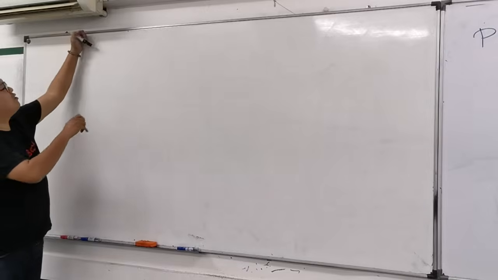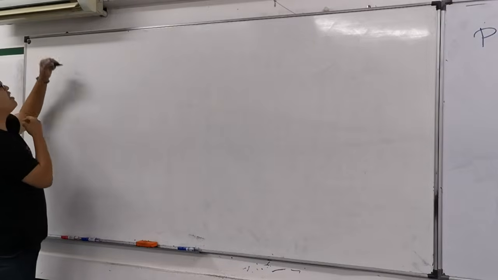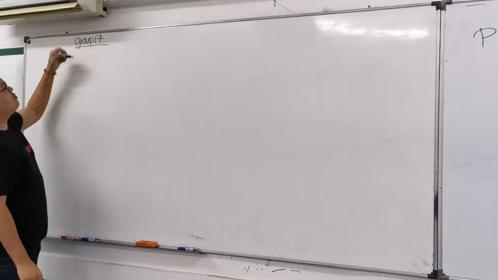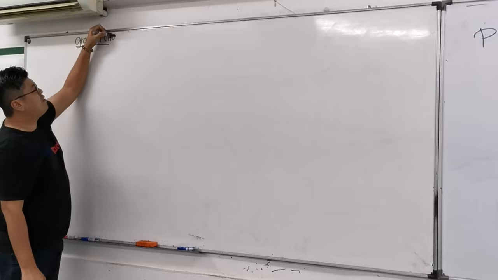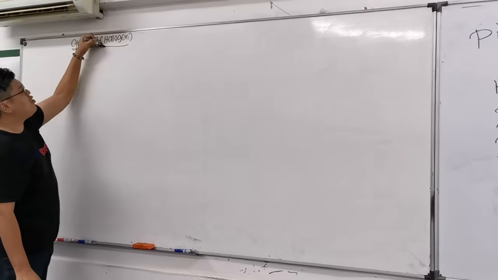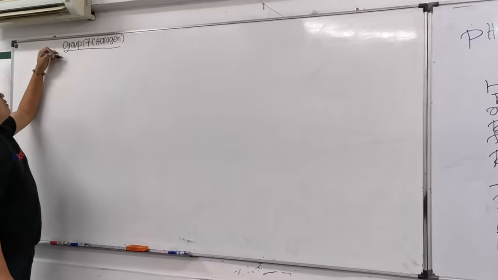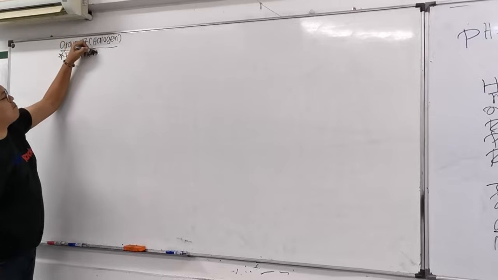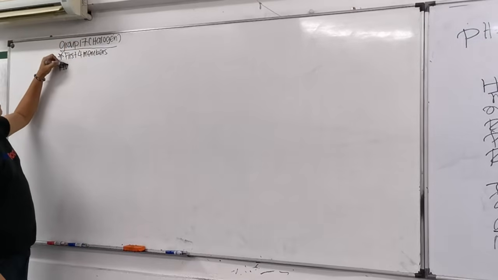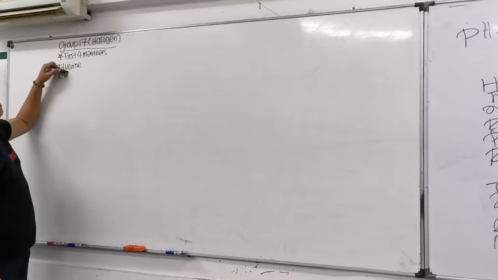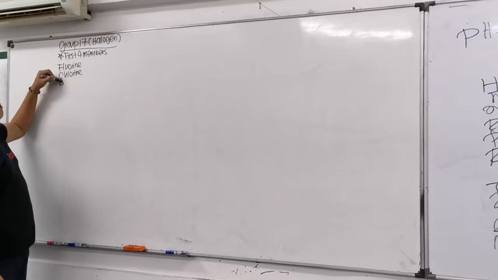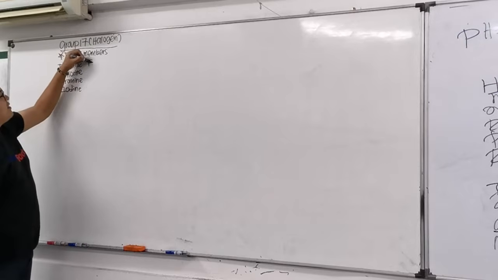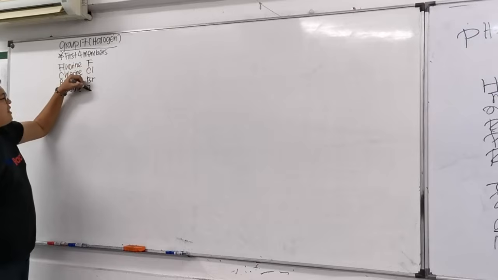Okay, for last week, we started with group 17. Just a very quick global recap. Group 17, we call it halogen. You must know the first four members in group 17. They are fluorine, chlorine, bromine, and iodine. The symbols are F, Cl, Br, and I respectively.